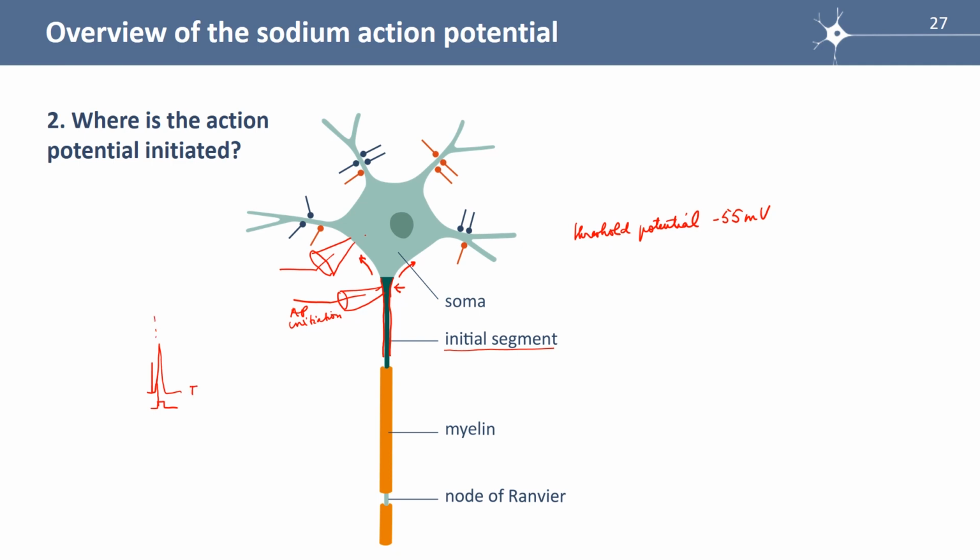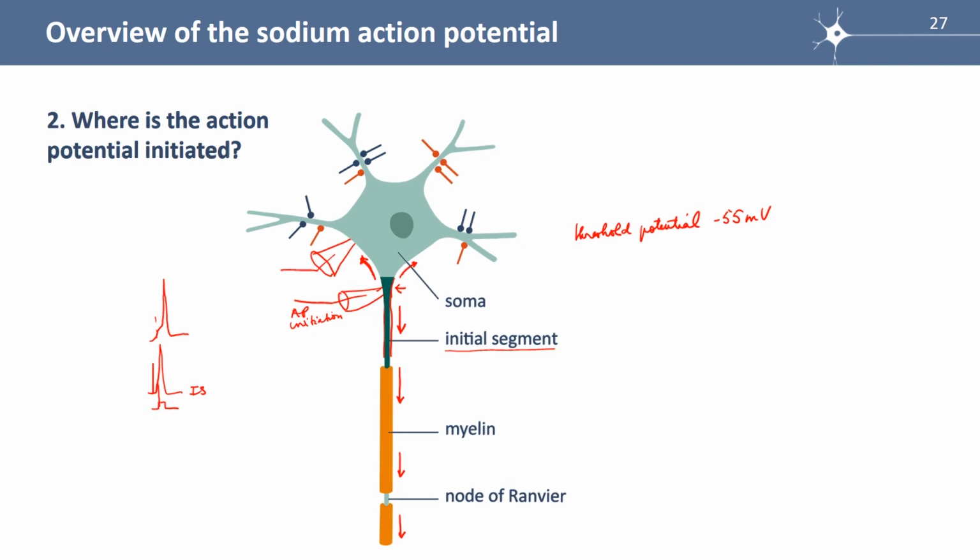For example, here it's the initial segment. In the soma, it would be longer. This is because of the delay of backpropagation of the action potential. Of course, it propagates also towards the axon terminals, and this is, of course, very important because the role of the action potential is to trigger the release of neurotransmitter. And we will see now how it propagates.